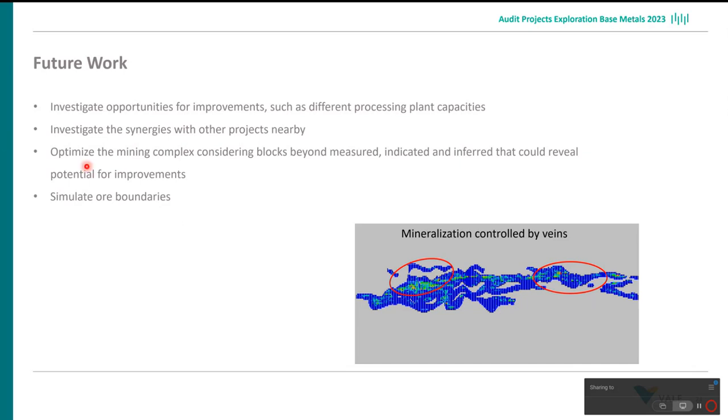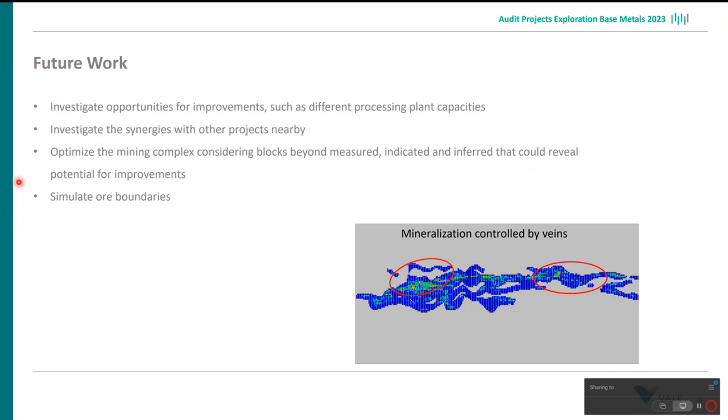And also we are interested in optimizing the mining complex, considering blocks beyond what was considered as measured, indicated and inferred by traditional approaches, to see if this would reveal potential for improvements, and then maybe guide the next drilling plan, and possibly increase the resource and reserves for the future.